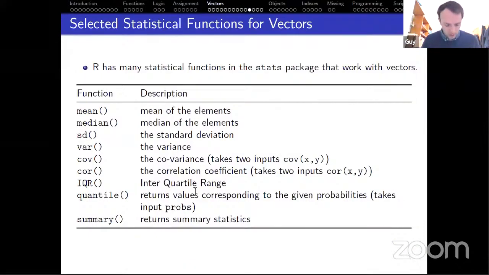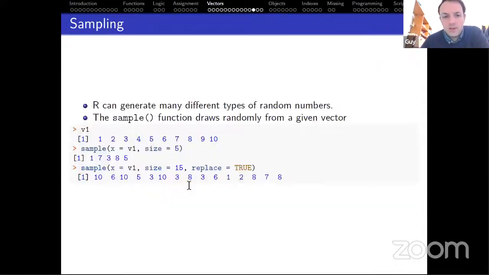Okay, so the next part is talking about statistical functions for vectors. In the stats package, which is one of the 7 that are loaded by default with R, there are basic statistical functions to calculate the mean or the median, the standard deviation, the correlation, interquartile range, or the summary. There are actually many more functions, but maybe these are some of the most common ones.